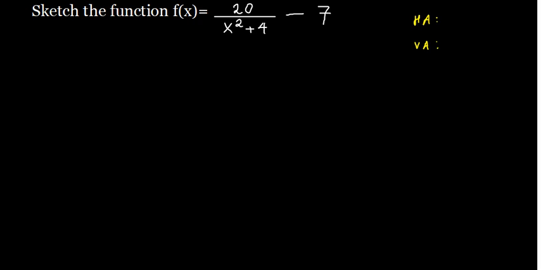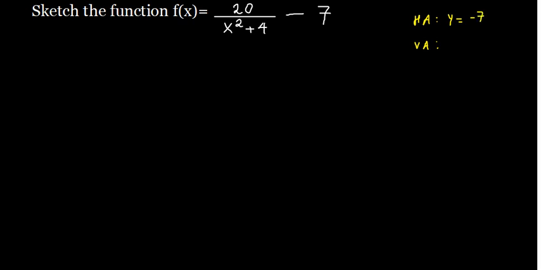The horizontal asymptote is given in terms of y. As long as the power down is bigger than the power on top, the horizontal asymptote will always be at y = 0. Now, when you have a constant added to this function, that is going to change the horizontal asymptote, meaning that it is now at y = −7.